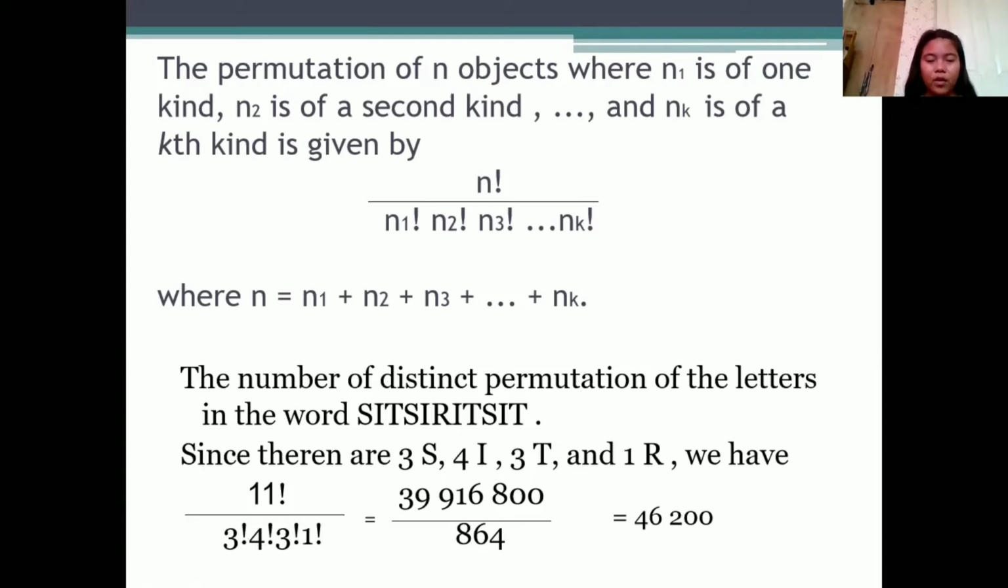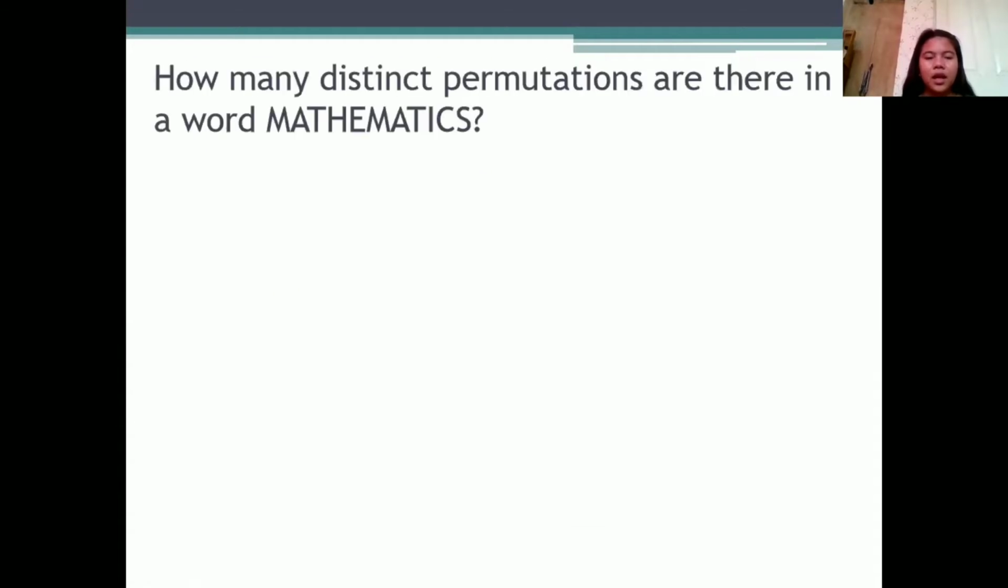Okay, next example. How many distinct permutations are there in the word mathematics? How many letters are there in the word mathematics? Okay, let's count: 1, 2, 3, 4, 5, 6, 7, 8, 9, 10, 11. So there are 11 characters.